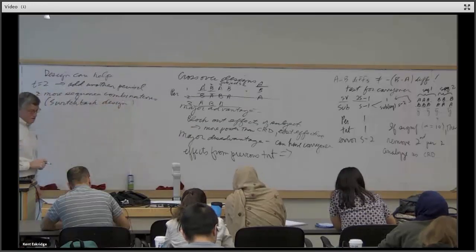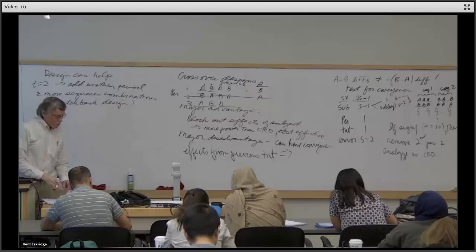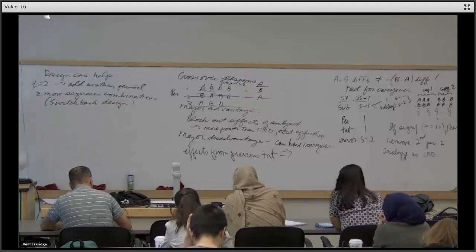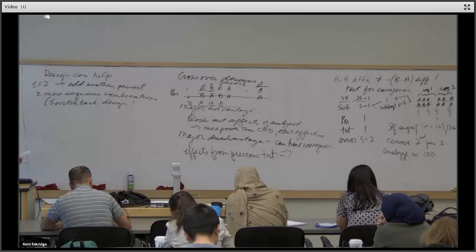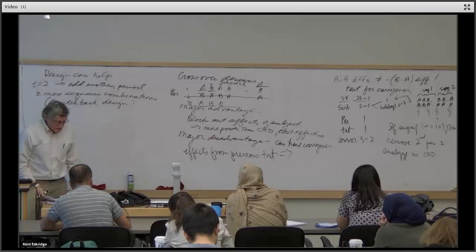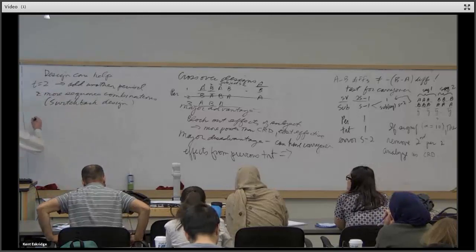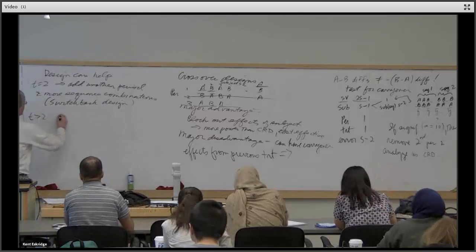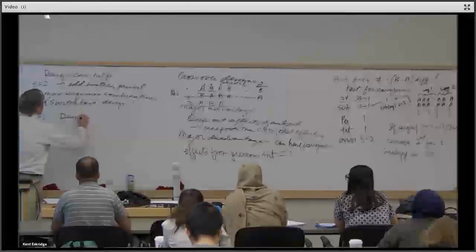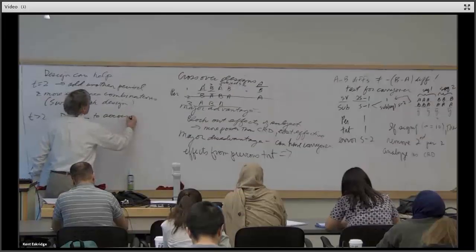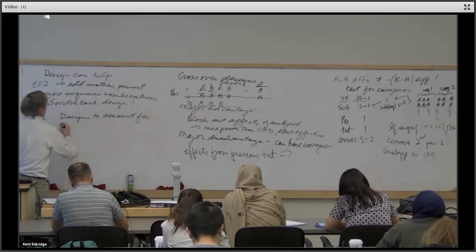There's a lot of stuff on these types of designs. What I'm more interested in is generalizing this to the case where you have more than 2 treatments. So if I have more than 2 treatments, we have designs that we can explicitly use to balance for residual effects. So t is greater than 2. We have designs to measure or to account for carryover effects.